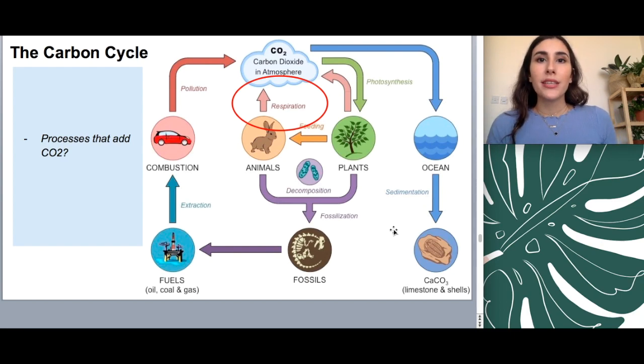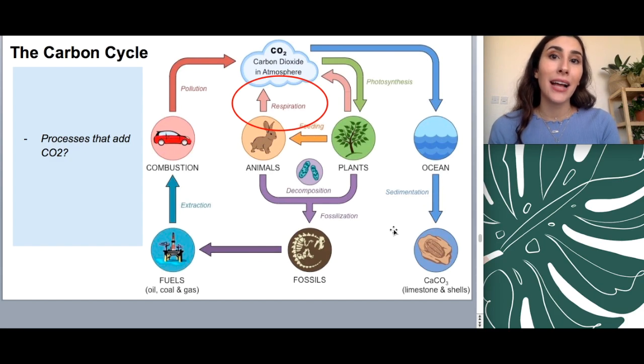Now, we said that the carbon is able to move through the different parts of our planet using the carbon cycle, okay? And in terms of the carbon cycle today, I want you to be able to answer these two questions. What processes add carbon into the atmosphere, and what processes remove carbon from the atmosphere?